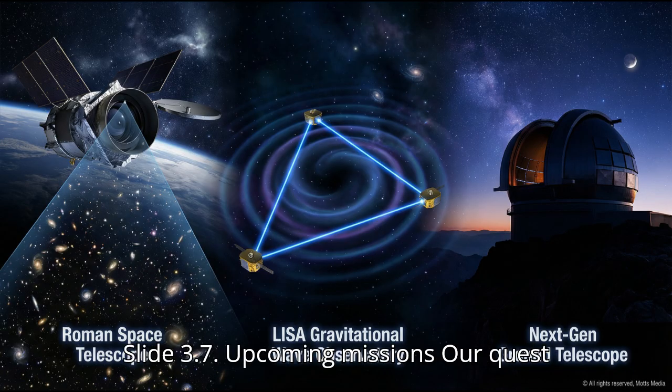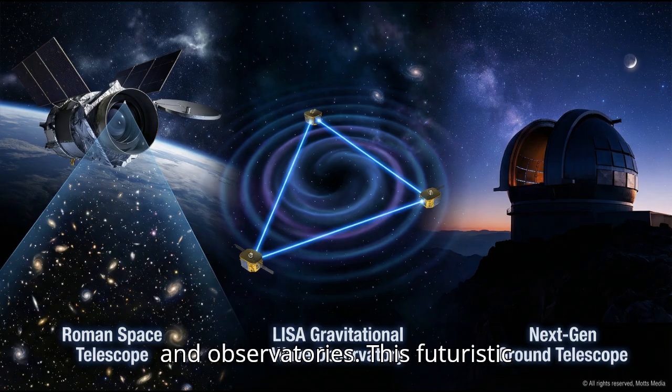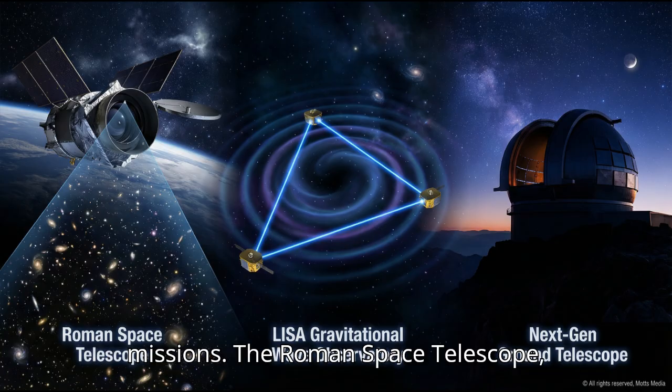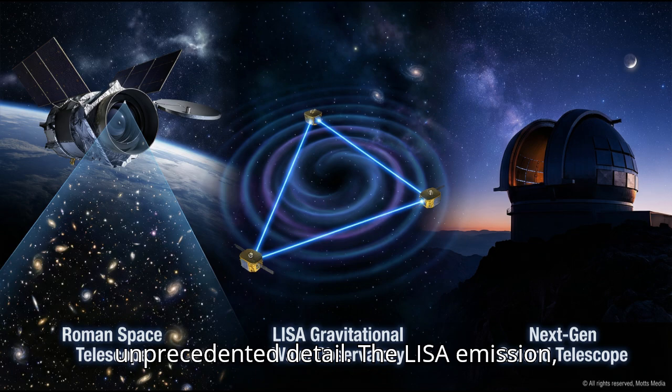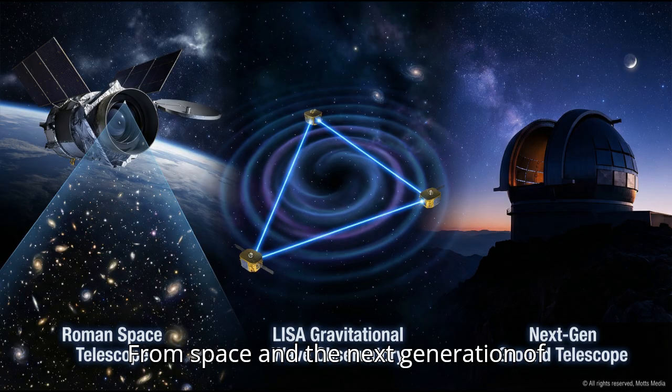Slide 3.7. Upcoming Missions. Our quest to understand the universe continues with a new generation of powerful telescopes and observatories. This futuristic montage showcases some of these upcoming missions. The Roman Space Telescope, which will map the universe in unprecedented detail. The LISA mission, which will detect gravitational waves from space. And the next generation of giant ground-based telescopes, which will give us new eyes on the cosmos.